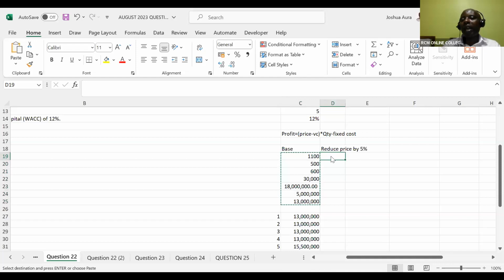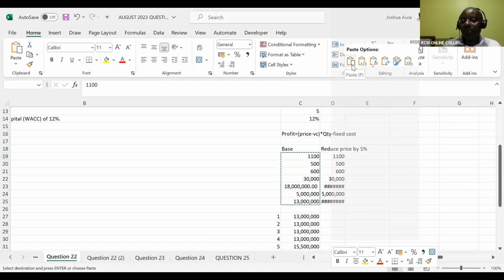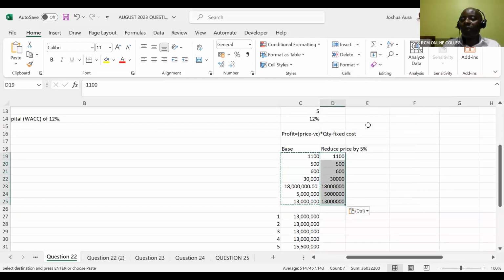And then you come and put your cursor here. You right click, and then you are copying the function with the formulas. Don't paste values alone. No, I'm copying this with formulas. So I copy like that. Now, once I copy, I know that in sensitivity analysis, every other thing is going to remain the same. The only thing that is going to change is this price, which is reduced by 5%.